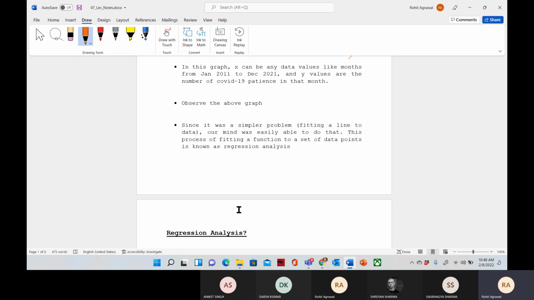Since it was a simpler problem, the problem that I gave you is a simpler one, and we can have a line that can fit our data. But there may be the case like this. Maybe you are having this kind of data.